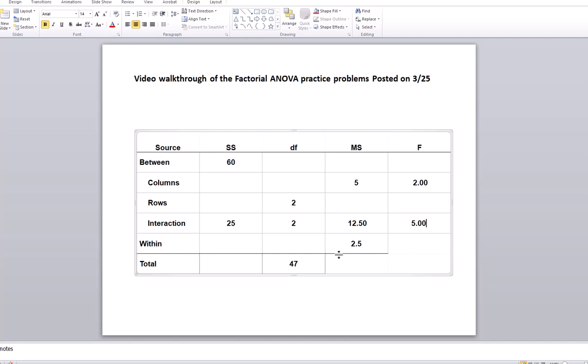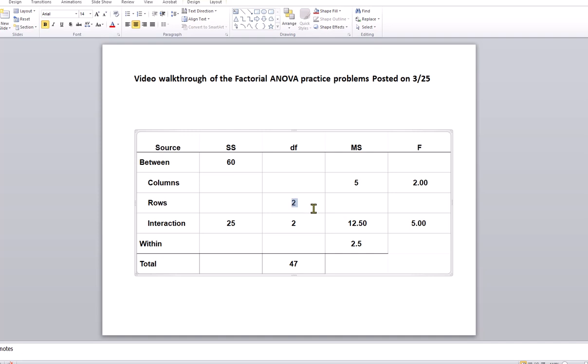The key to figuring out everything here, and you might have found this one to be a little tricky, is that there's only one way to get past this stage. This degrees of freedom for the columns is c minus 1. It's the number of columns minus 1, but we don't know what that is. The rows operates on the same principle. It's the number of rows minus 1.